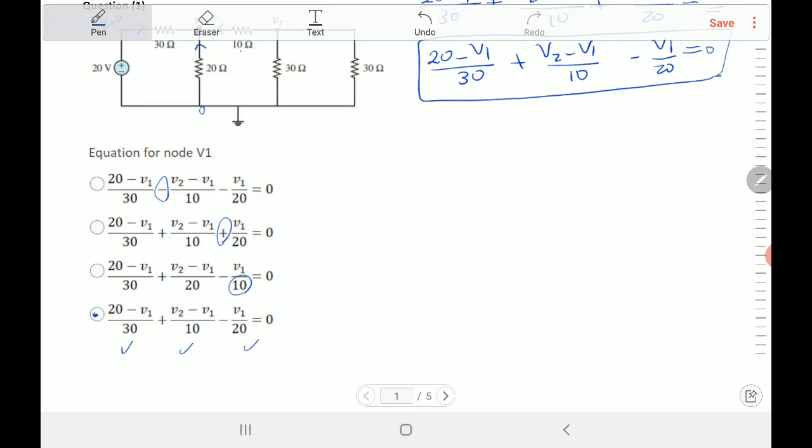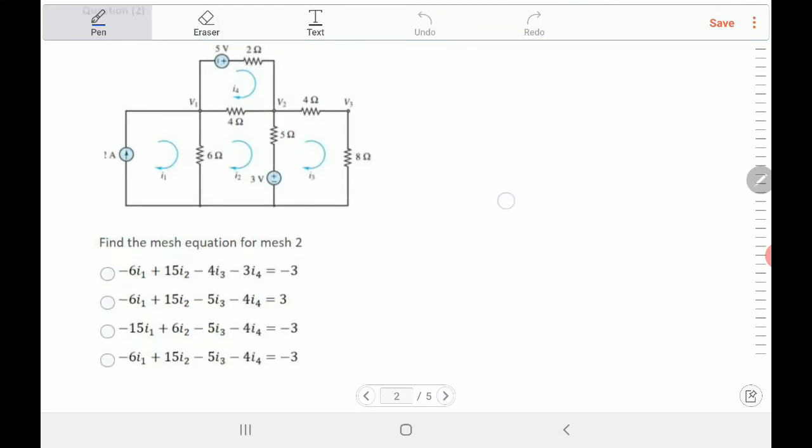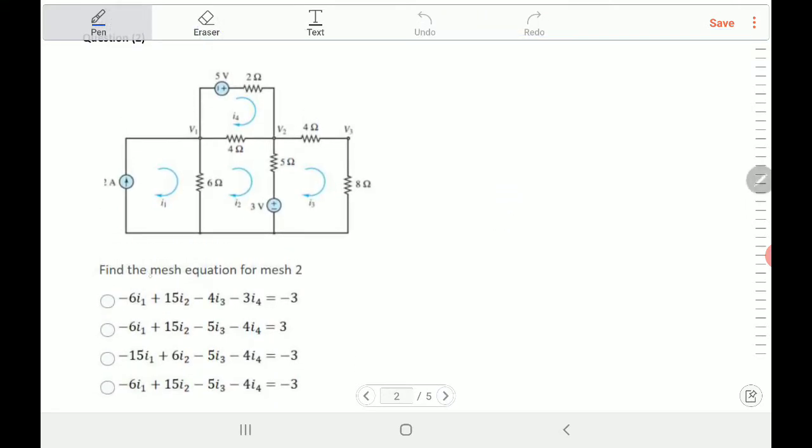Okay, let's go to the second question. Here, obviously it's related to the mesh equation. It's required to find the mesh equation for mesh number 2, this one. How can you find the equation for any mesh? You know the matrix form that you will do for the second one.